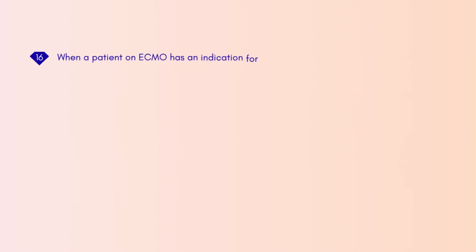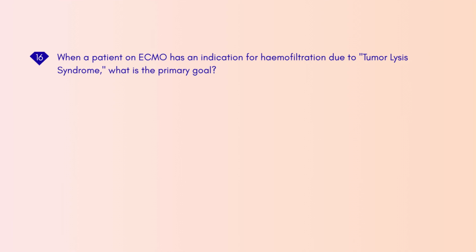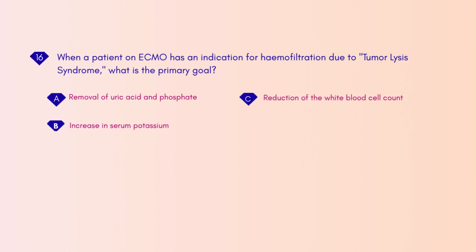When a patient on ECMO has an indication for hemofiltration due to tumor lysis syndrome, what is the primary goal? A. Removal of uric acid and phosphate. B. Increase in serum potassium. C. Reduction of the white blood cell count. D. Cooling of the patient. Answer: A. Removal of uric acid and phosphate.